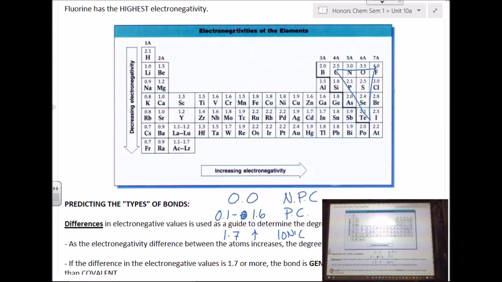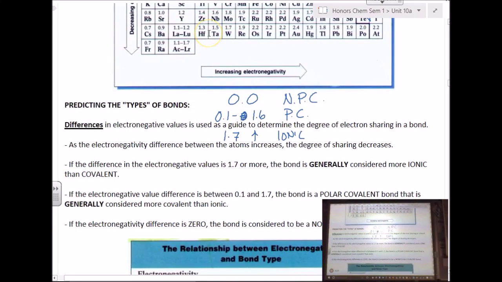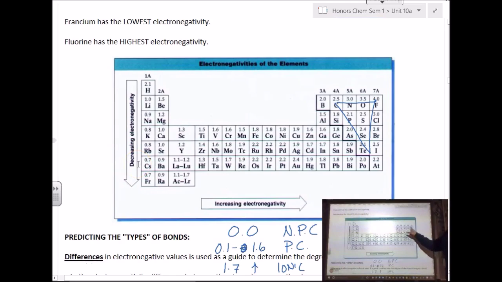If the difference in the electronegativity, say we had, I think we have an example, yeah, we'll do that here in a moment. If the difference in the electronegativities is zero, then we have a non-polar covalent bond. In other words, they're sharing those electrons equally. If the difference is between 0.1 and 1.6, generally speaking, we say that is polar covalent. The only time that we're going to say that's polar covalent is if you have two non-metals. If you have a metal, that's why I have that little triangle up here on the non-metal triangle. We have to have two non-metals.